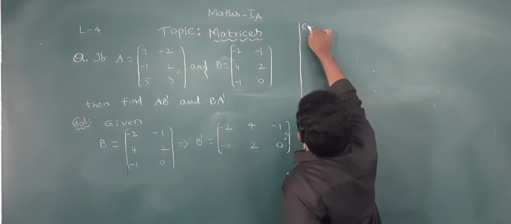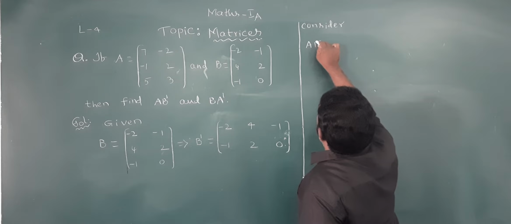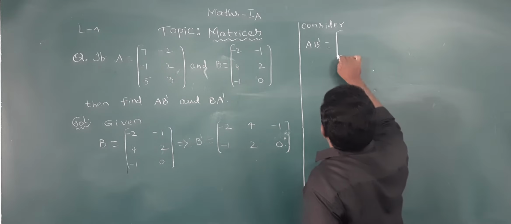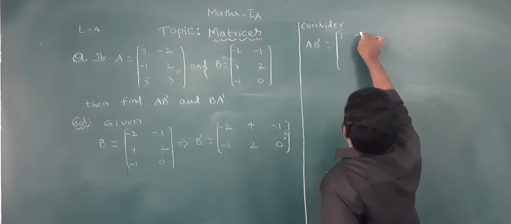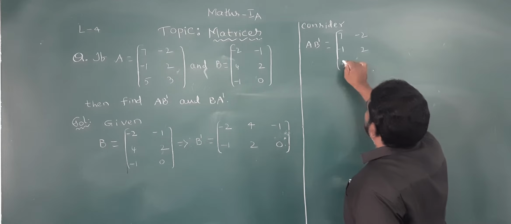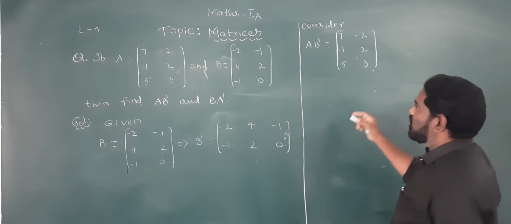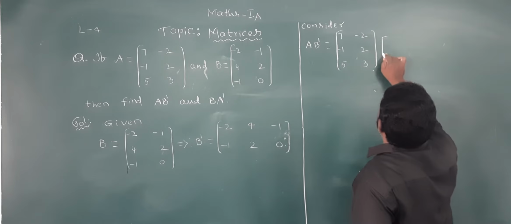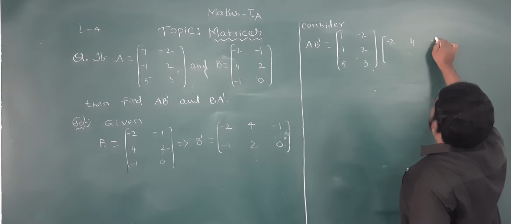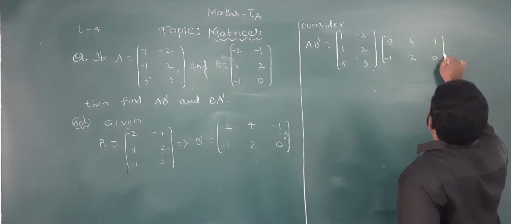Now consider A into B transpose. The A matrix is 7, -2, -1, 2, 5, 3, into B transpose like this: -2, 4, -1, -1, 2, 0.